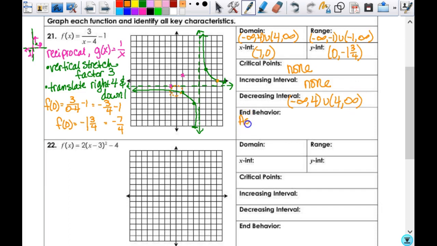End behavior: as x approaches infinity, f of x approaches negative 1. And as x approaches negative infinity, f of x approaches negative 1. Okay, and there is your reciprocal.